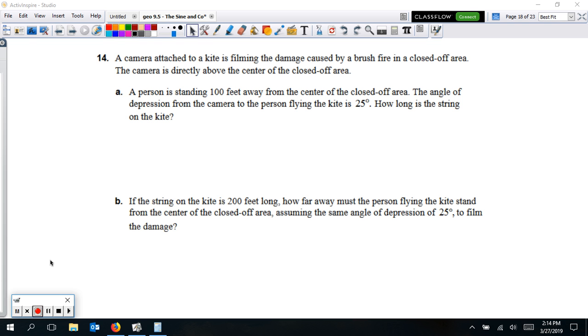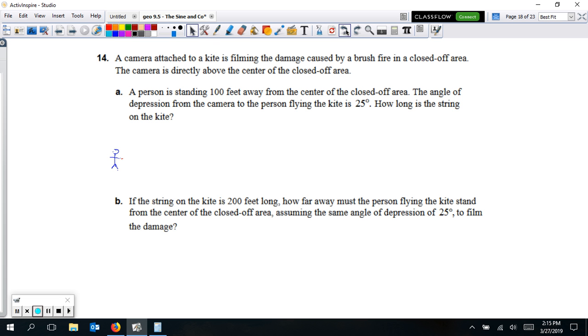Okay, so here we are with 14. A camera attached to a kite is filming the damage caused by a brush fire in a closed-off area. The camera is directly above the center of the closed-off area. So again, I would just do a little sketch of this. You've got your little stick figure guy. You can go put him down.